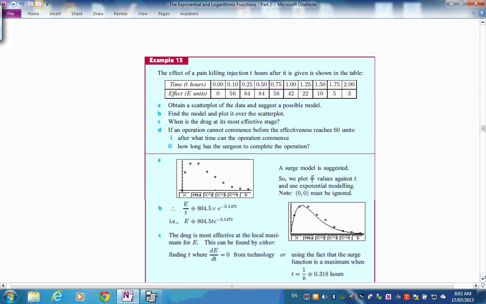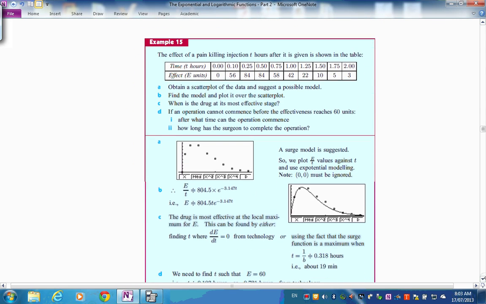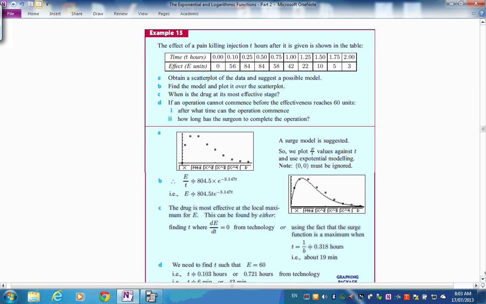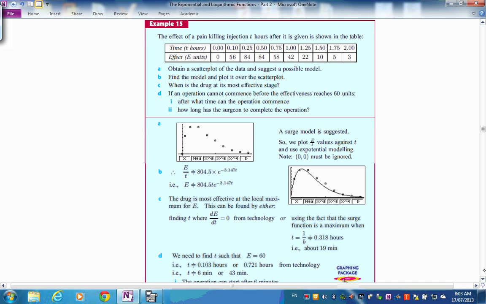Okay, so here we have sample 15. Now, I've put the answers right at the end, so we'll go through and you can toggle forward to get them when we've done these half a dozen. Okay, so here is a painkilling injection and it suggests a possible model. Well, you can see here it looks like a surge model, so you can't fit that directly.